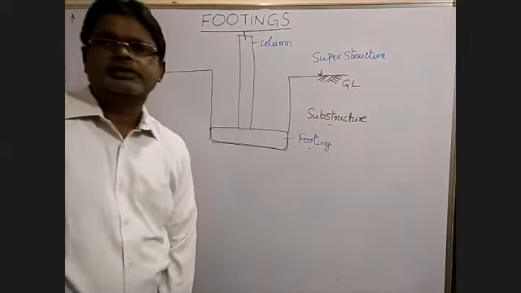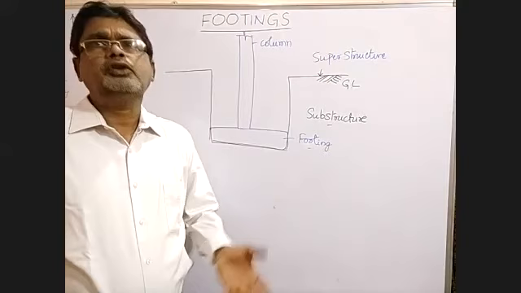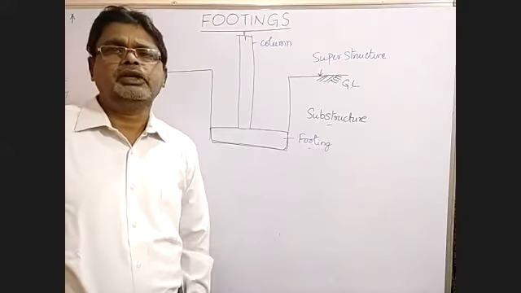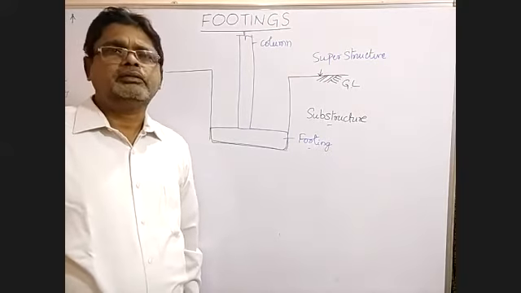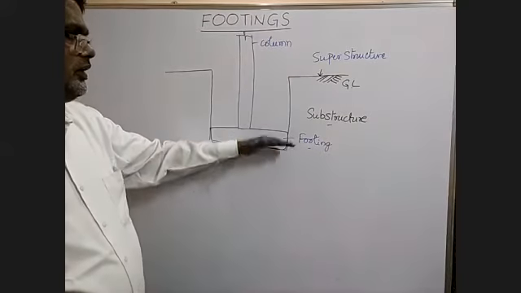Till now, we have studied about the superstructure details. That is, above ground level, we have the beam, column, and slab. Below the ground level, you have the footing here.